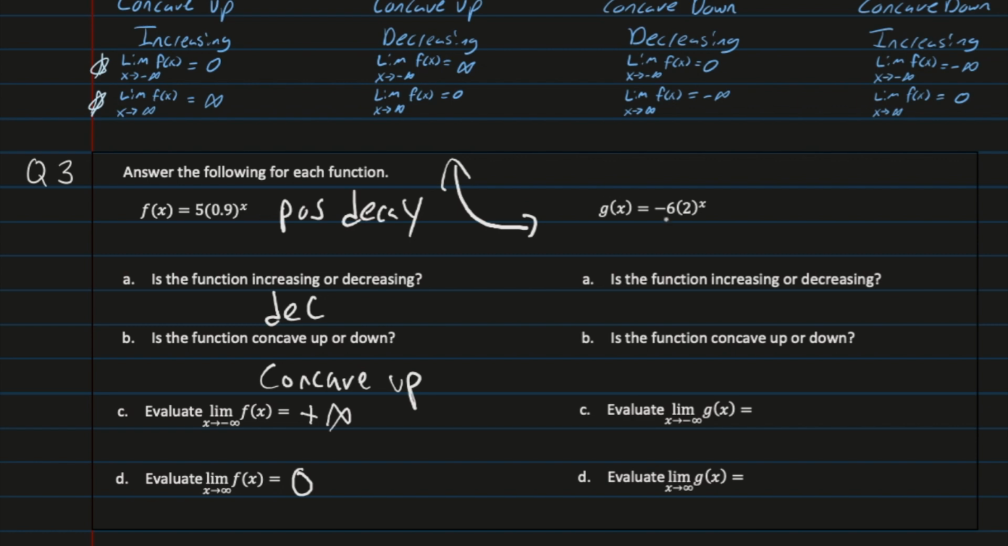The next one, we have a negative a value, and our b value is larger than 1, so this is negative growth. So growth means going away from the asymptote, negative means it is going down, so we have a function that essentially looks like this. So is it increasing or decreasing? It is decreasing. But we can see it's decreasing in a different kind of way.